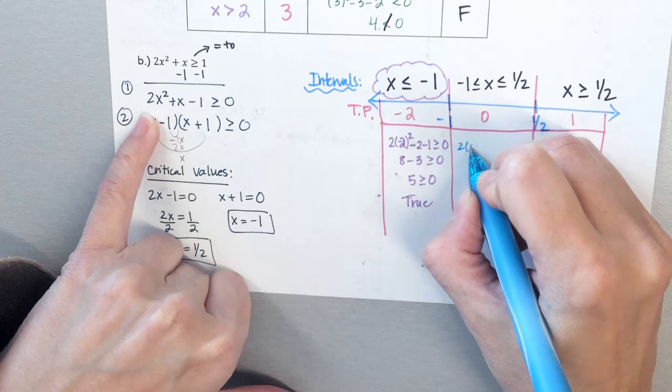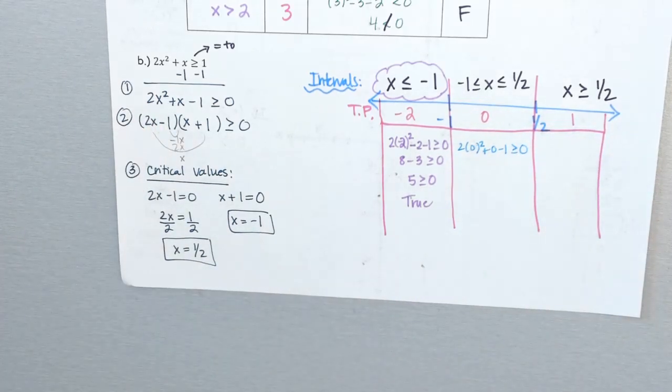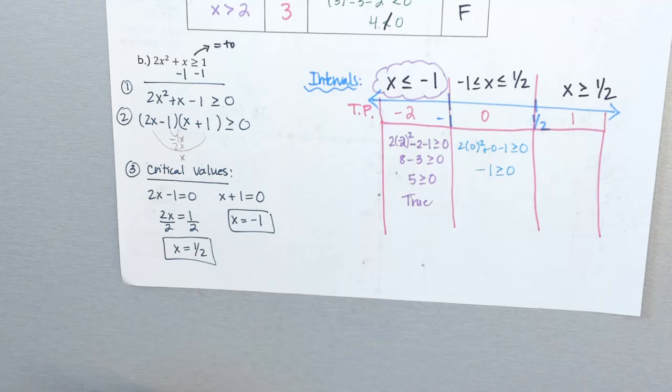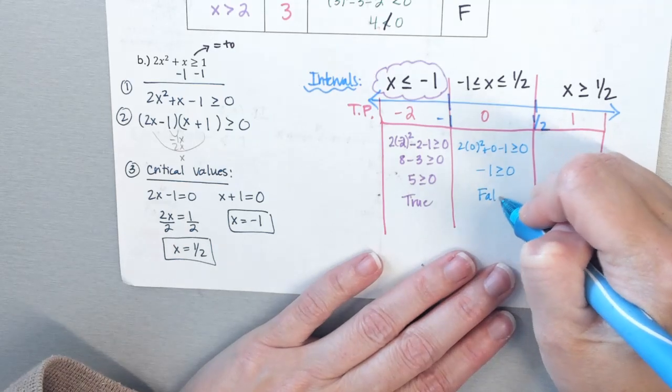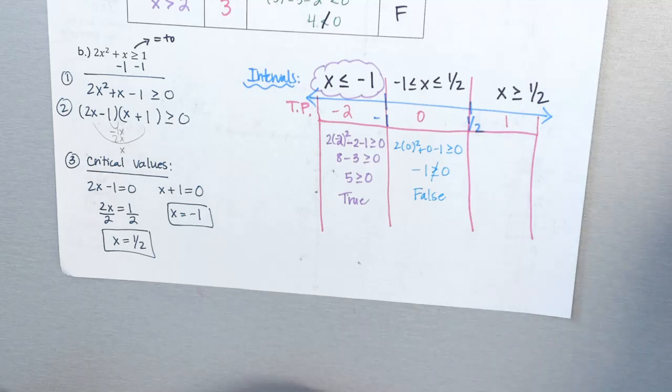All right, and then we're going to plug in 0. So you have 2 times 0 squared plus 0 minus 1 is greater than or equal to 0. Anytime you plug in 0, you're left with that y-intercept. -1 is greater than or equal to 0. Is -1 bigger than 0? No, so it's false. So we're not going to include that.